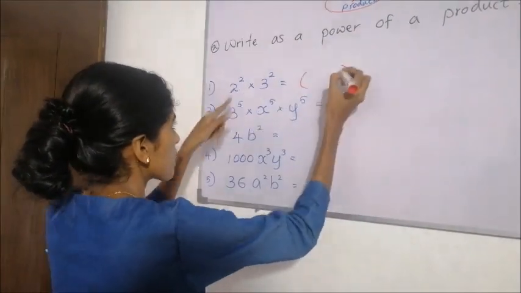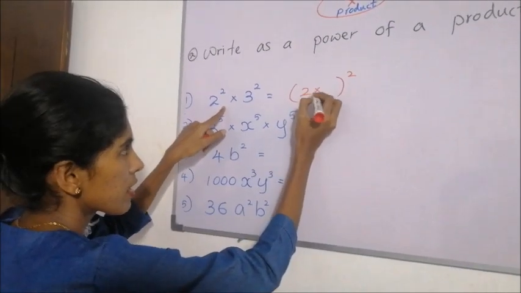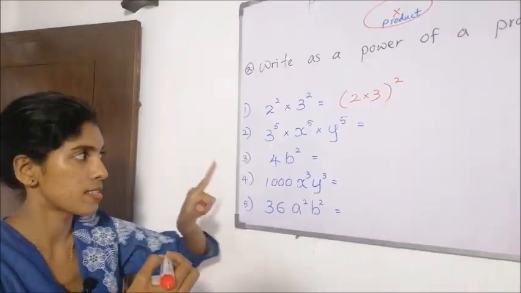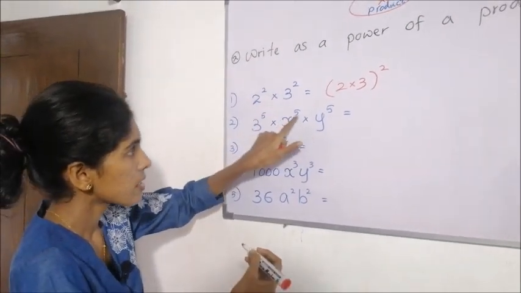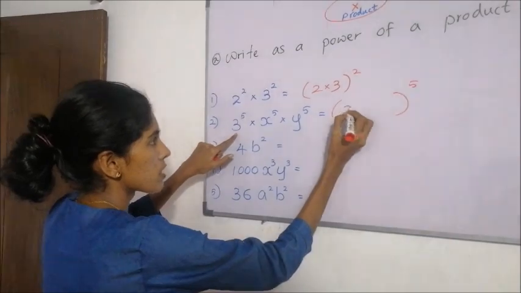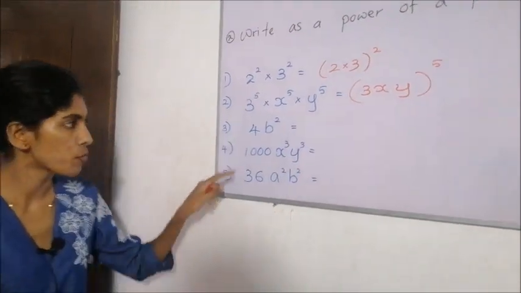Okay, in common I am taking the index out. So in the middle I can write 2 into 3. Bases can be written inside the brackets. Next, see the index. The index is the same, right? So I am taking it out in common. So inside the brackets I am writing 3xy. You can put a multiplication mark, no problem.